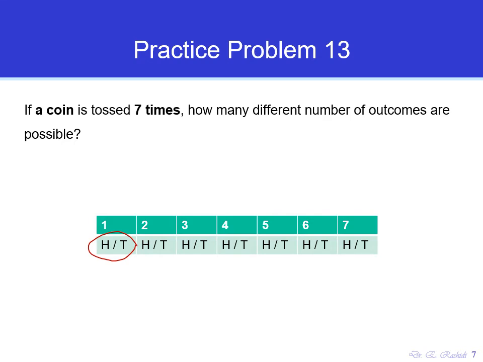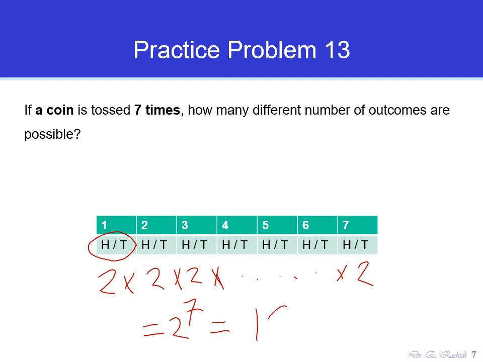Here we can actually use the multiplication rule because there are 2 possibilities for the first tossing, 2 for the second tossing, 2 for the third tossing, and so on and so forth. So it's going to be 2 multiplied by 2 multiplied by 2, 7 times, which is equal to 2 power 7, and that's equal to 128. So there are 128 possibilities when you toss one coin 7 times.